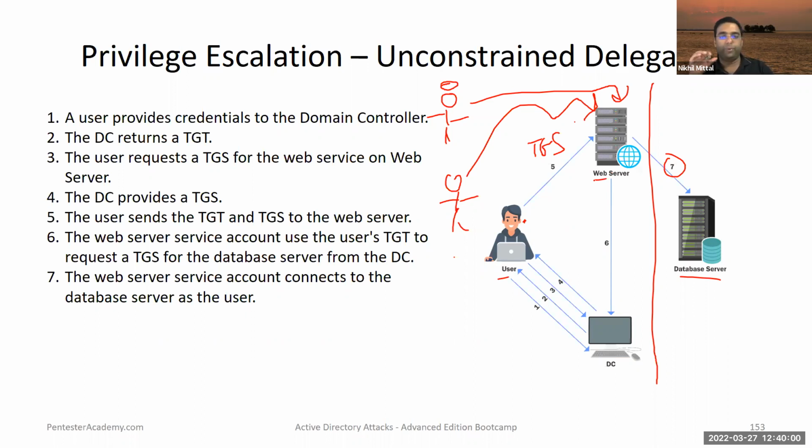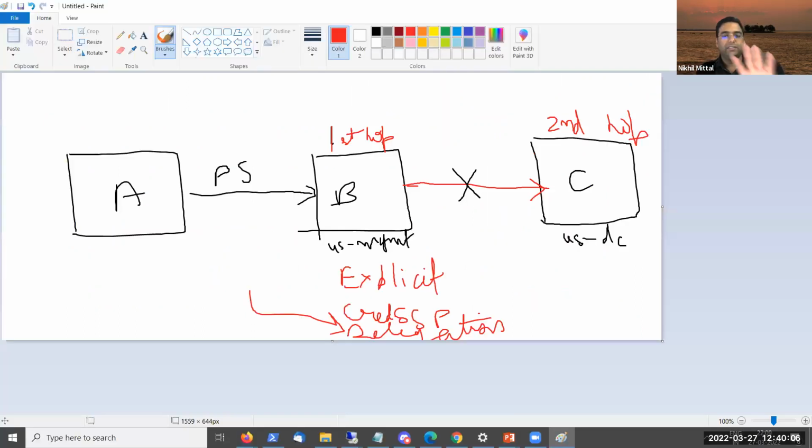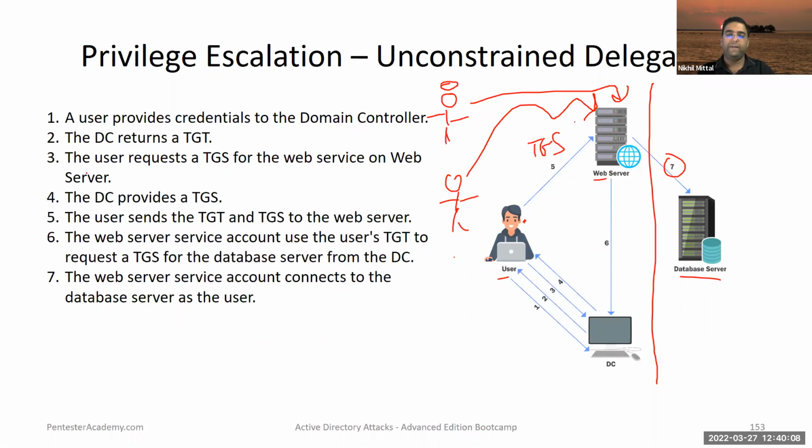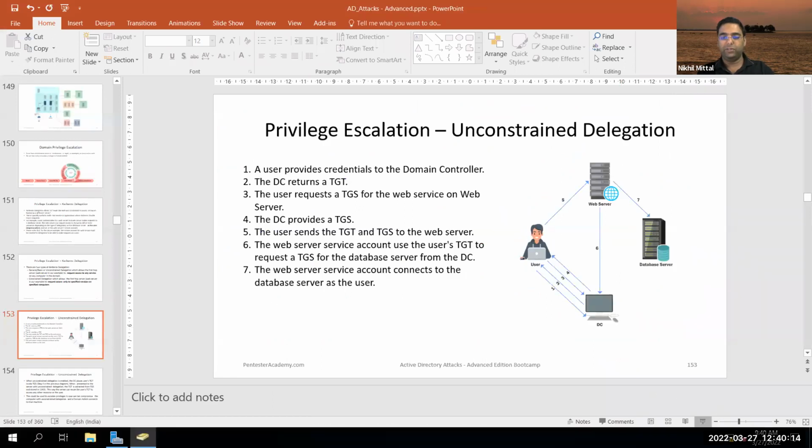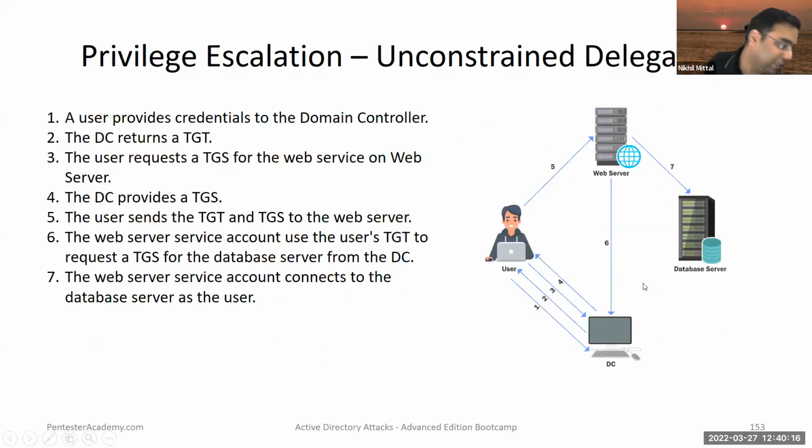This was the double hop problem. This is not a problem that only the administrators faced. This is the problem that end users faced. So what Microsoft came up with in Server 2003 was unconstrained delegation. So the idea is something like this.